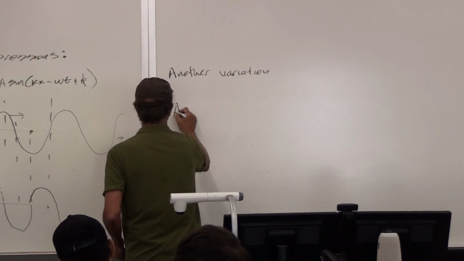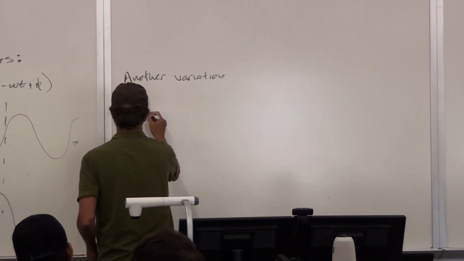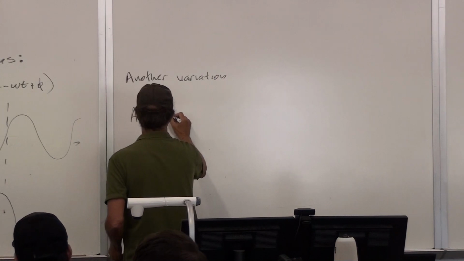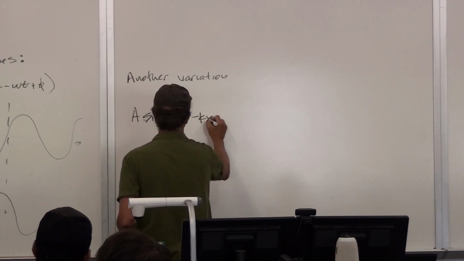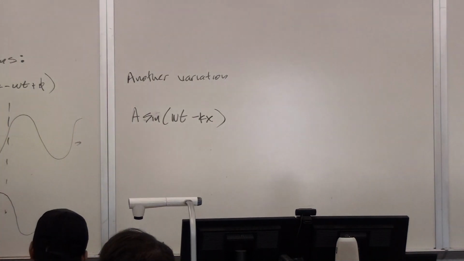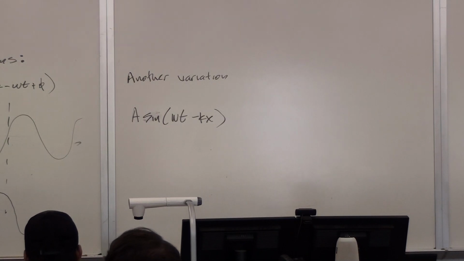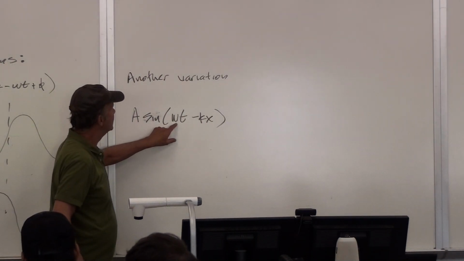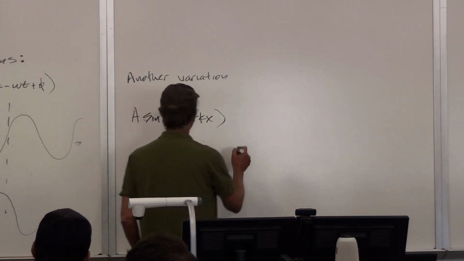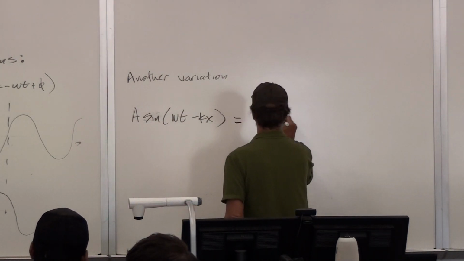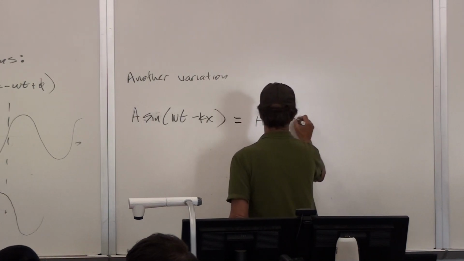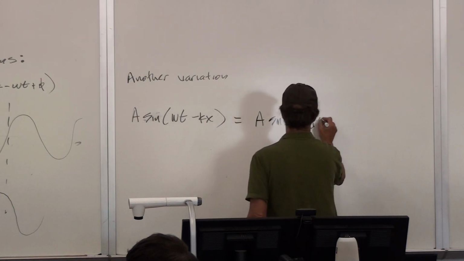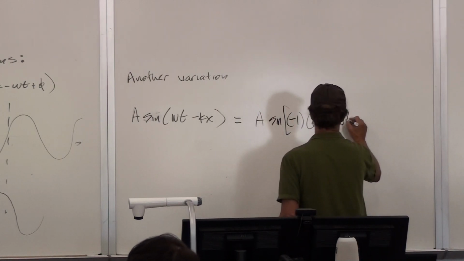Let's say we have something that looks like a times the sine of omega t minus kx. Could we write that in the form a times the sine of kx minus omega t? Well, we could if we multiply what's in here by -1. So we could say that this is a times the sine of -1 times (kx minus omega t).